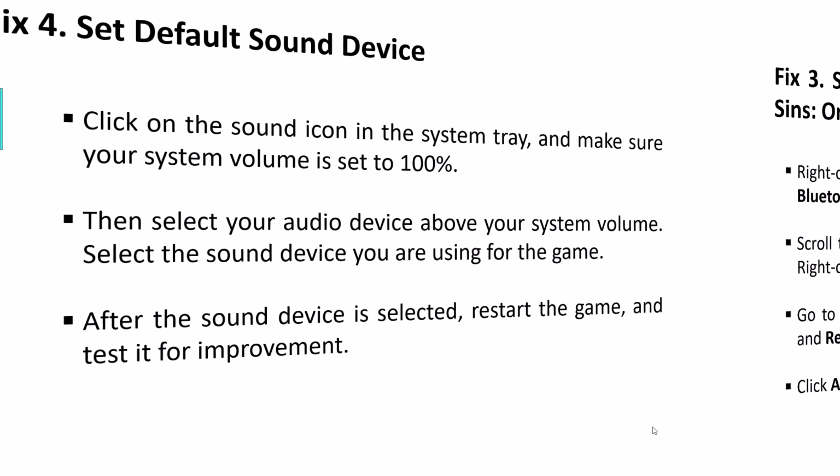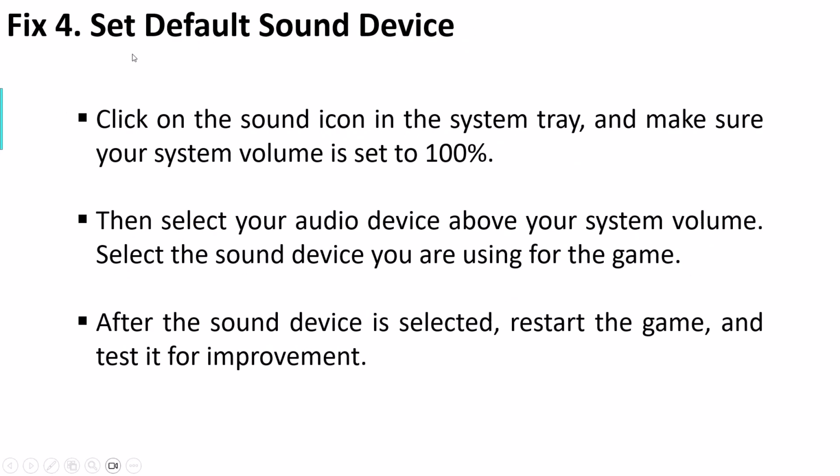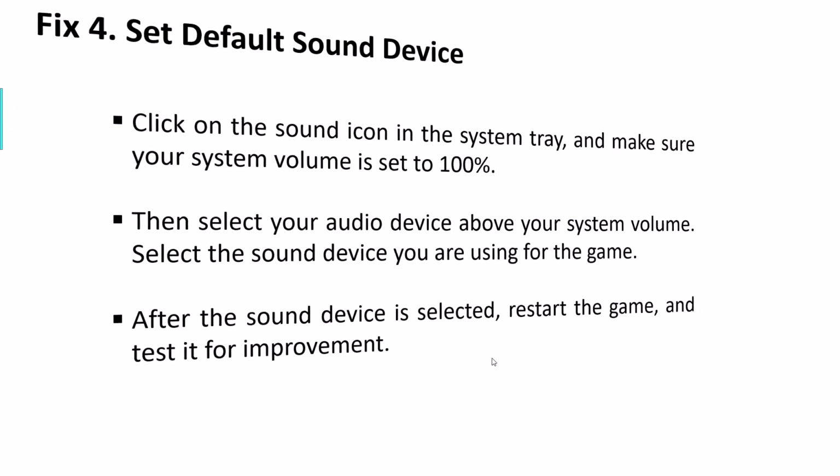Fix 4 is to set a default sound device. Click on the sound icon in the system tray and make sure your system volume is set to 100%. Then select your audio device above your system volume. Select the sound device you are using for the game. After the sound device is selected, restart the game and then check if the problem is solved or not.